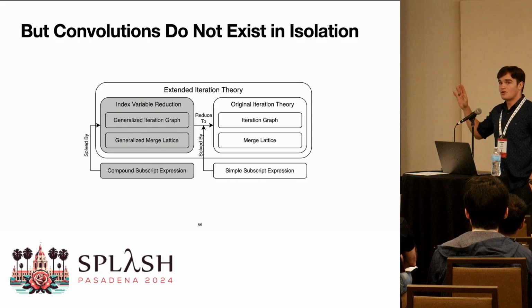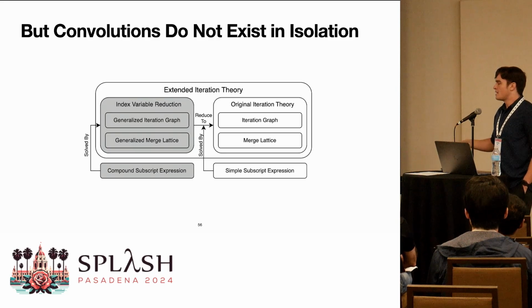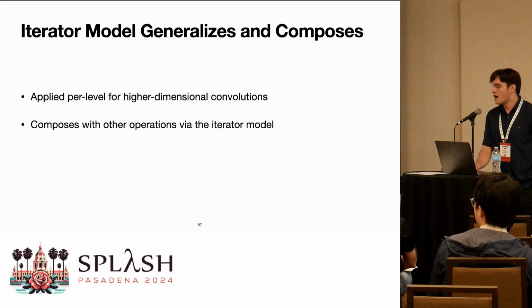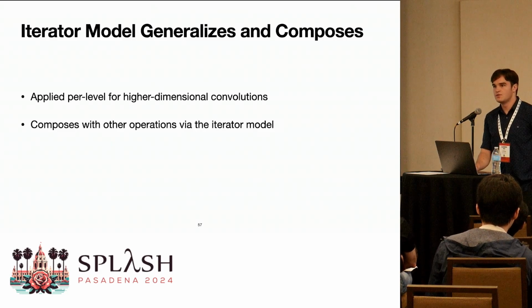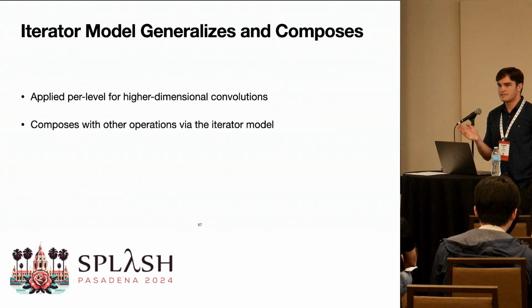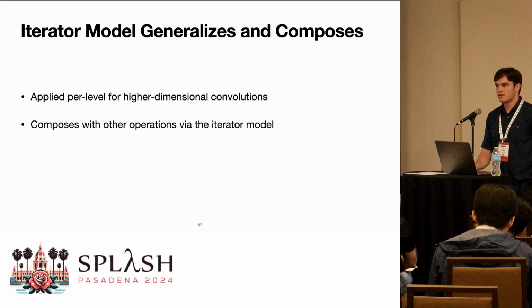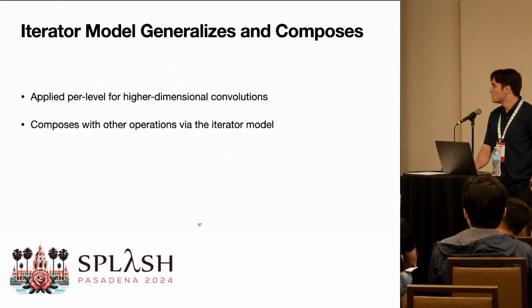There are a lot more details in the paper, and I'm happy to talk about it after the session or during the Q&A. But I want to talk about the impact that this system has first. So we handle considerably more than just 1D convolutions. The iterator model extends to higher dimensional convolutions. It extends as far as you want it to go. But it also composes really nicely with other operations, like shape operators or the standard tensor algebra that is implemented via the iterator model in Taco.